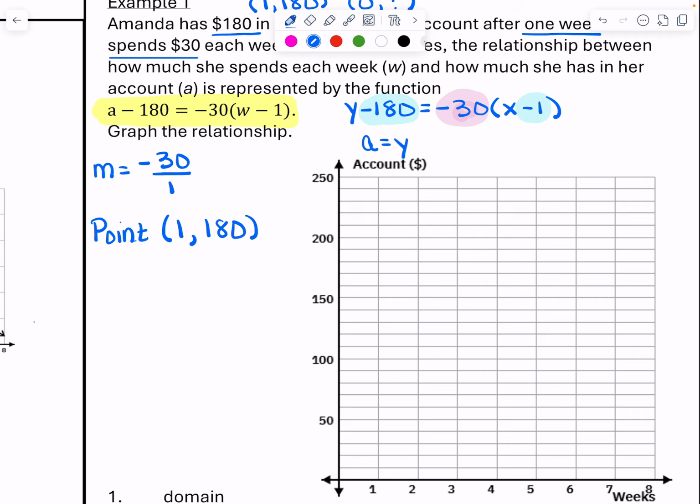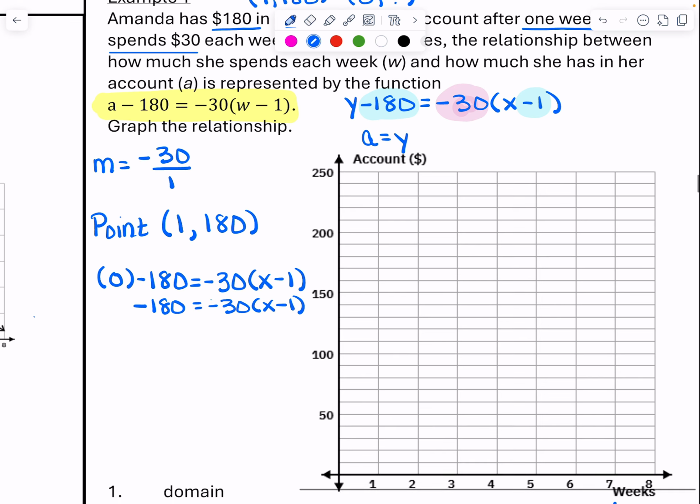Now the next piece I'm going to look for is the x-intercept. So when I want the x-intercept, I'm going to replace y with 0. So I have 0 minus 180 is equal to negative 30 times x minus 1. Replace y with 0 and we'll find the x-intercept. So just calculating this, 0 minus 180 is negative 180. Then I have negative 30 times x minus 1. Divide both sides by negative 30.